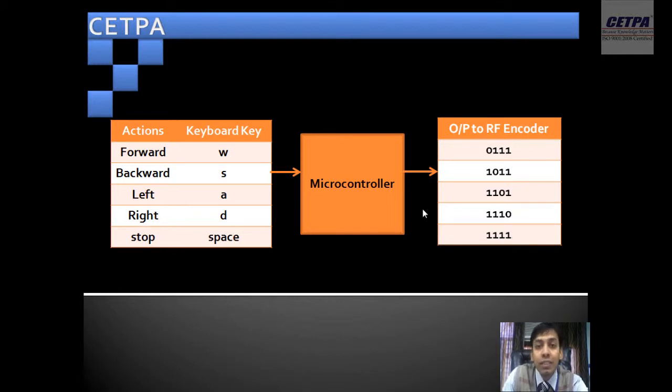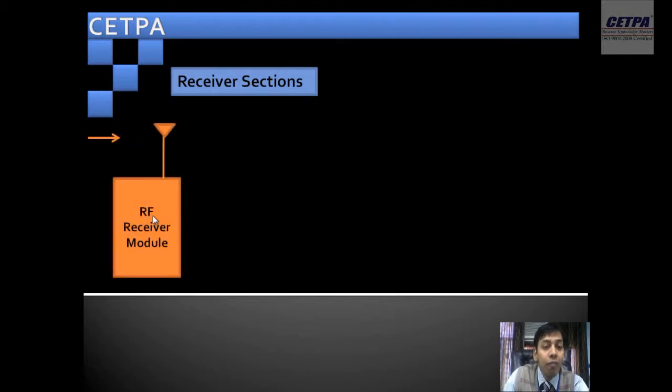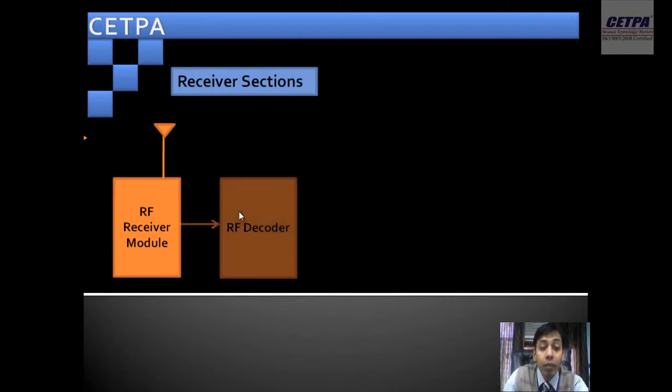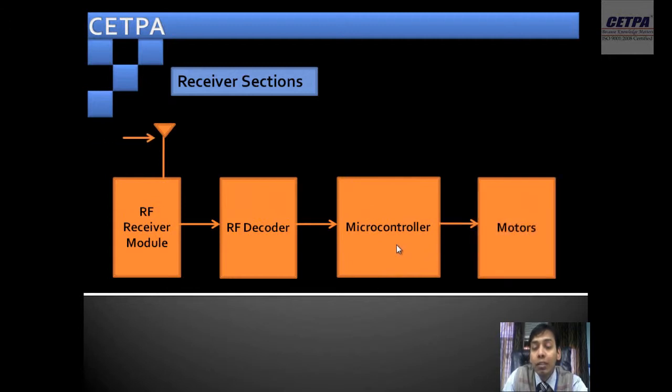Now come to the receiver section. In the receiver section, we have an RF receiver module. This RF receiver module receives all the data transmitted via the RF transmitter module. The data is applied to the RF decoder module, which decodes the 4-bit data and gives it to the microcontroller. This microcontroller is programmed such that if any code is transmitted, it will control the motor according to the keys pressed.